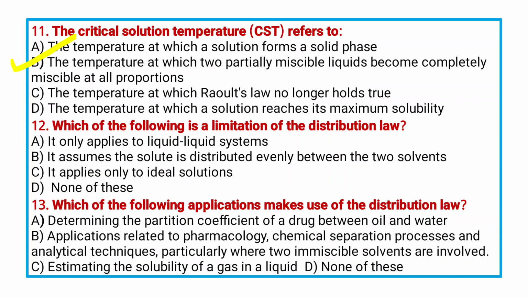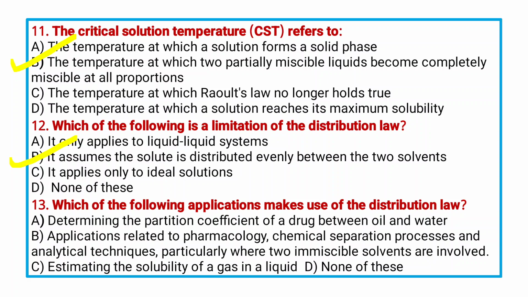Next, which of the following is a limitation of the distribution law? Nernst distribution law. Option A, it is only applied to liquid-liquid systems. B, it assumes the solute is distributed evenly between the two solvents. C, it applies only to ideal solutions. And D, none of these. So the limitation of the law is that it assumes the solute is distributed evenly, meaning the same concentration, between the two solvents. That is the limitation.